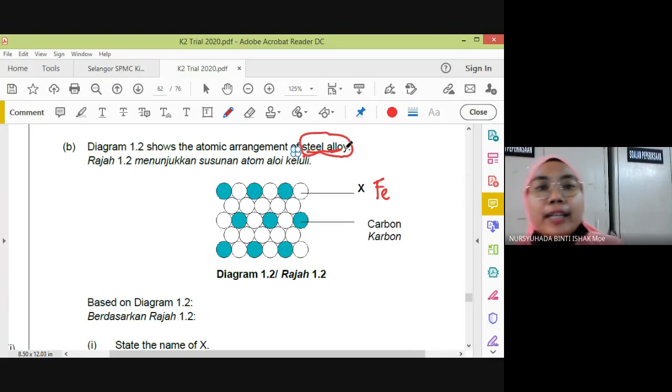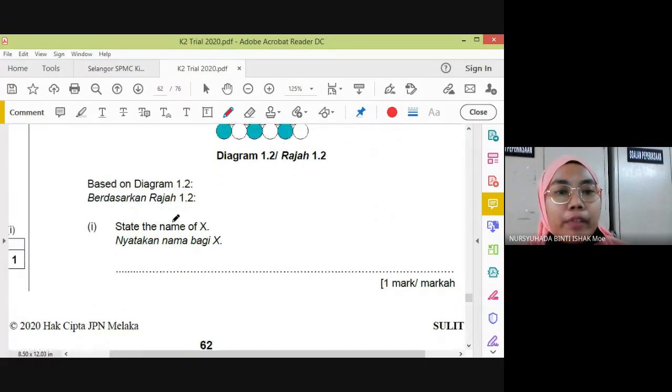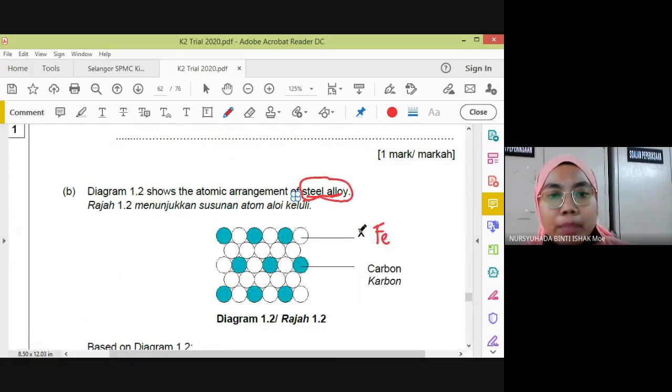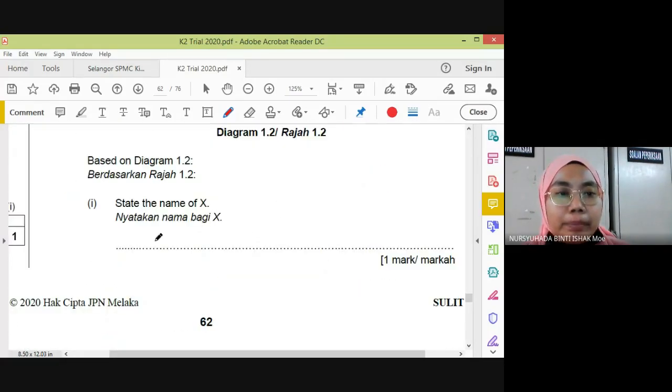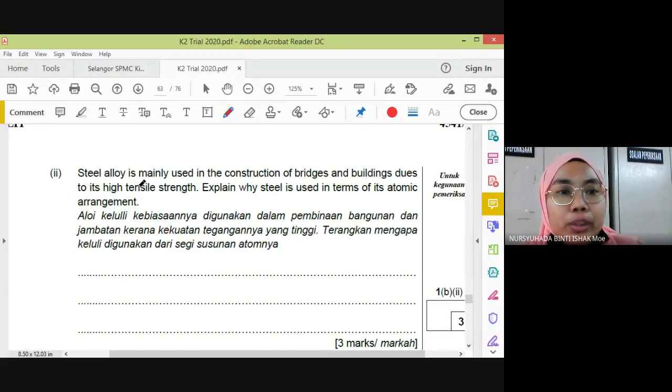Bila different size, so the arrangement of atom tu akan tak in orderly manner. It's not in orderly manner. Bila not in orderly manner, bila kita apply force, so it's very difficult to slide. That's why alloy is much better than its pure metal. Okay, state the name of X. So kita tahu kalau steel alloy ada carbon and then X adalah iron. Satu markah.